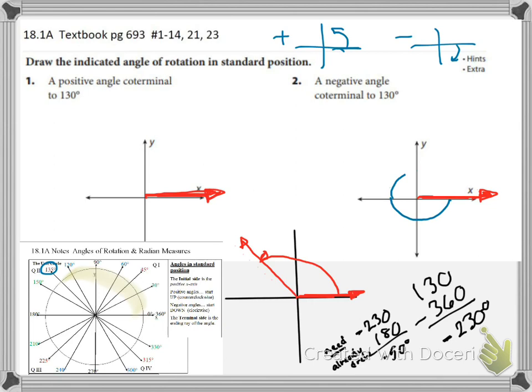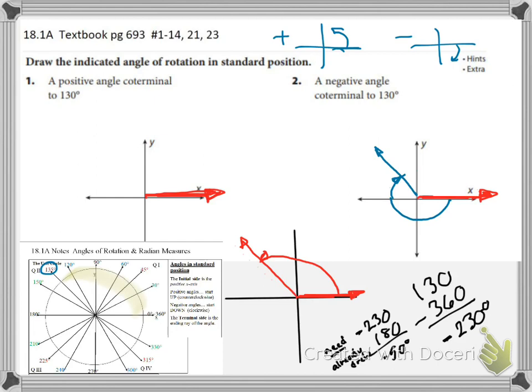If I went exactly to the center of that space, I'd be at 45 degrees. I need to be just barely past the center here. So I'm going to take it right around here somewhere, a little past the center. Put an arrow, and yes, I do insist on those arrows.